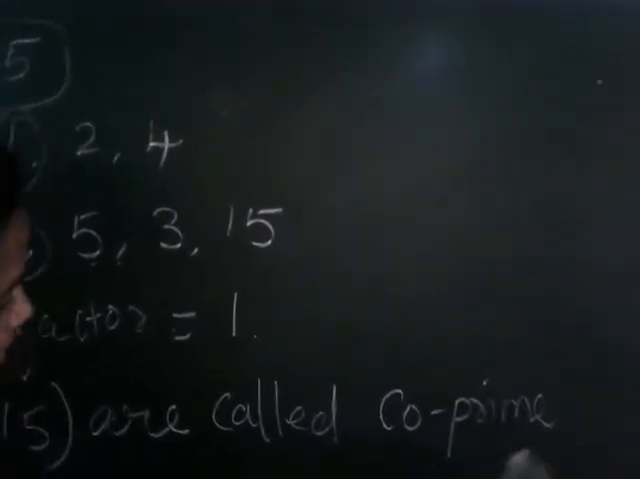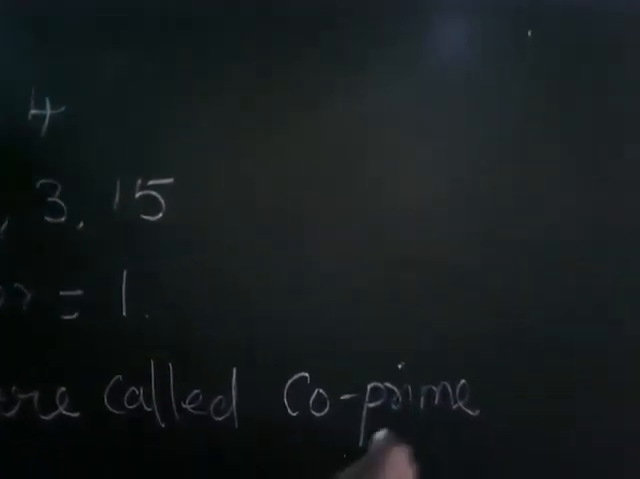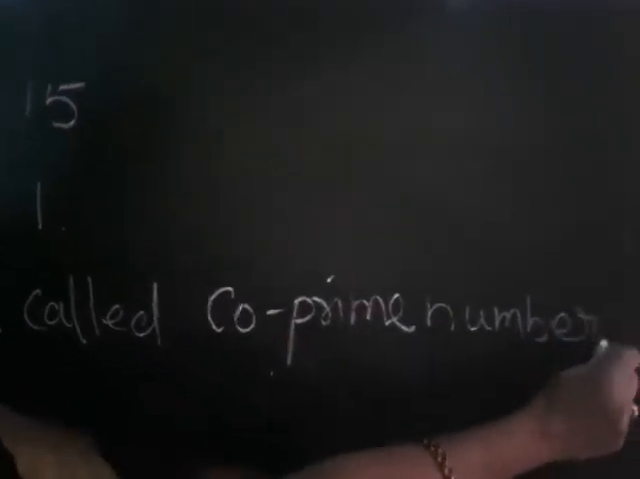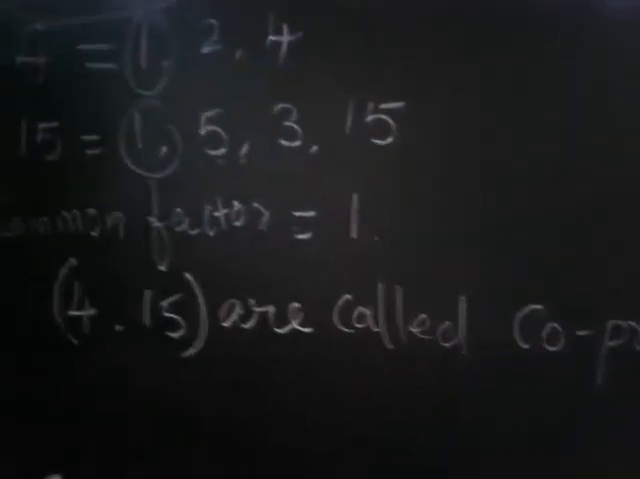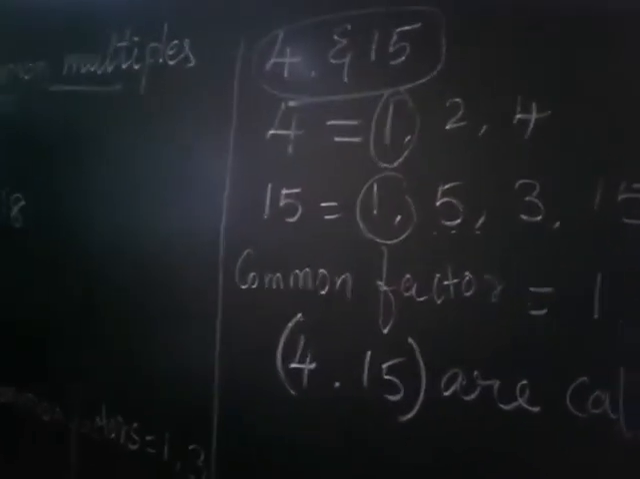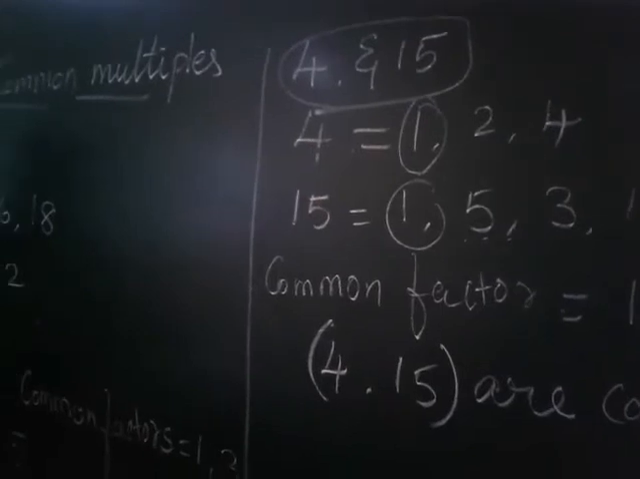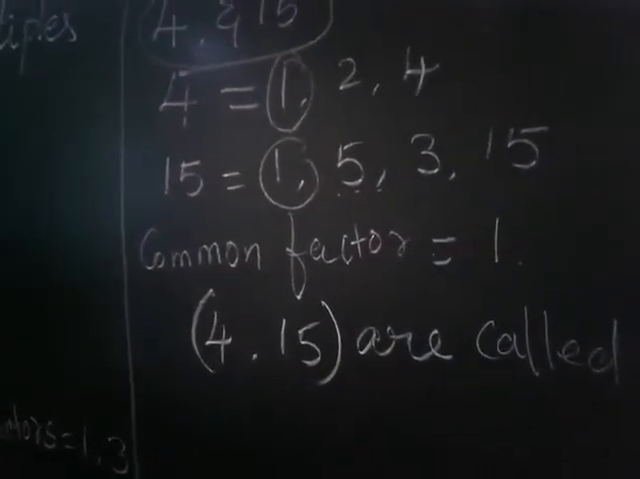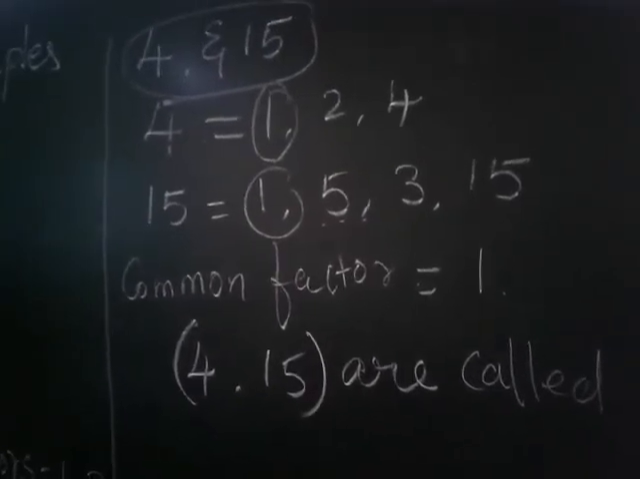Co-prime numbers means the numbers having the common factor 1. Understood, children? So this is the way. Two numbers having only one as a common factor are called co-prime numbers. Like 4 and 15, you can try and find any other pair of co-prime numbers, children.